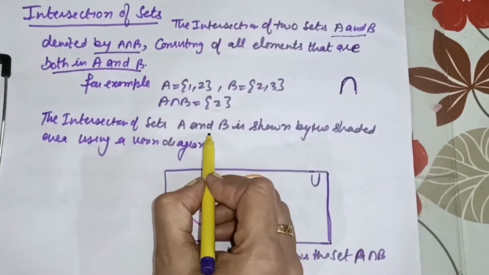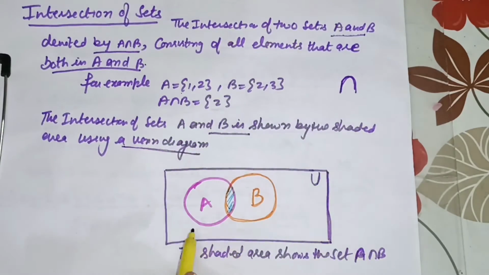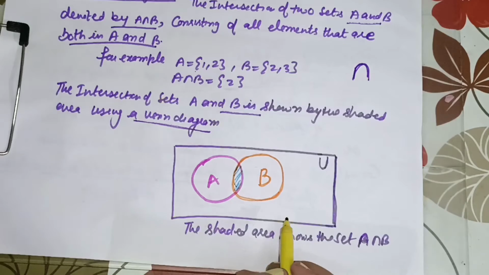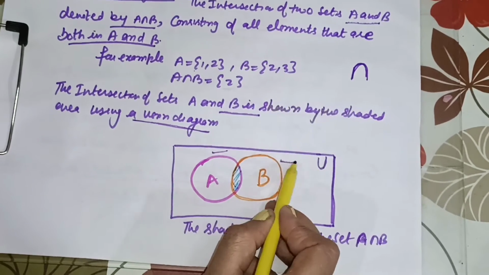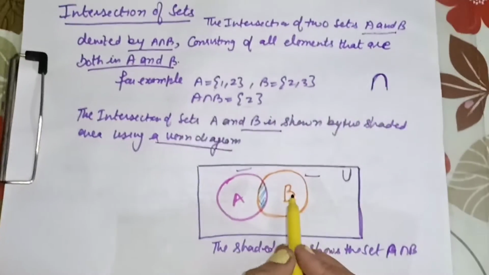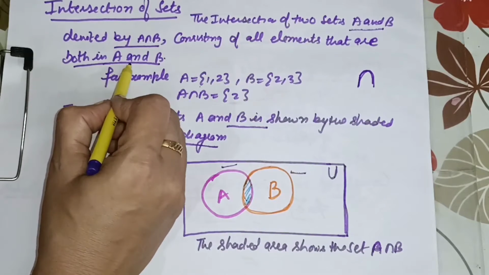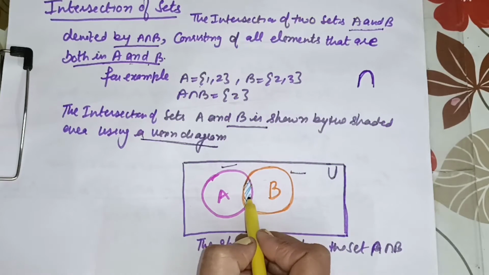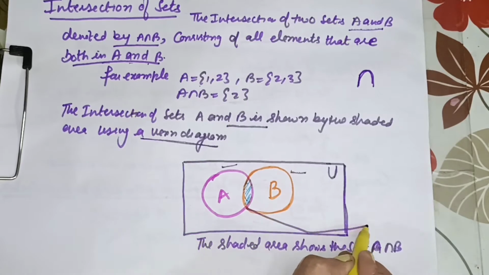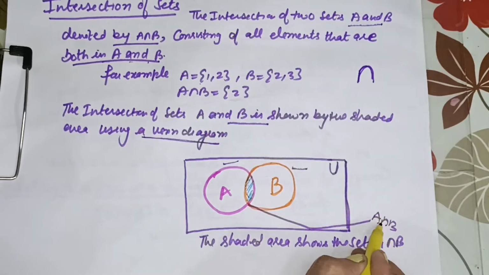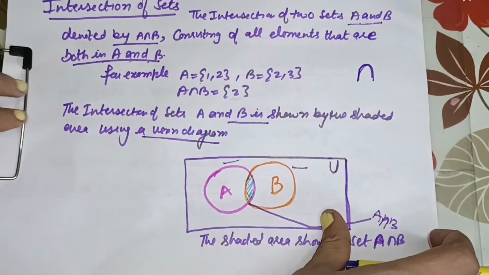The intersection of sets A and B is shown by the shaded area using a Venn diagram. I have the universal set U and two sets A and B. As I have already discussed in the definition, it consists of all the elements that are both in A and B. So this is the area. This is the common portion. This is known as A ∩ B. That means this common portion represents A ∩ B.